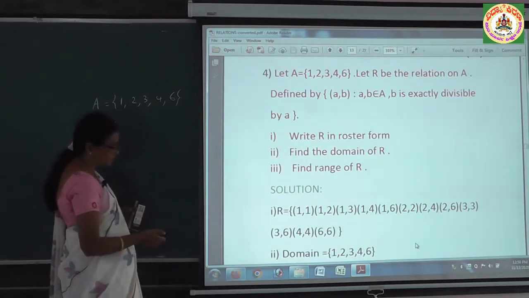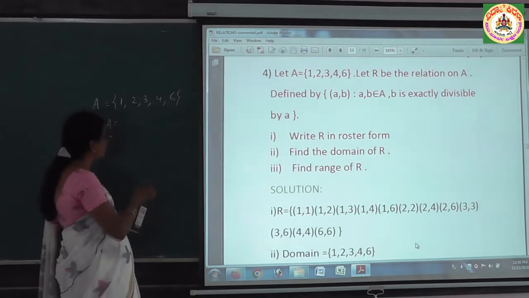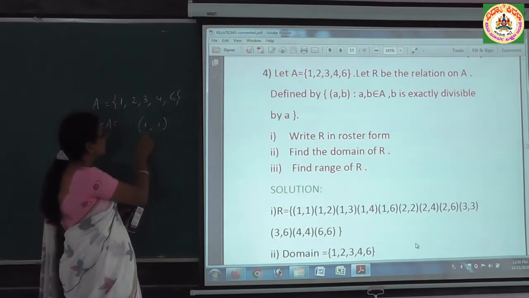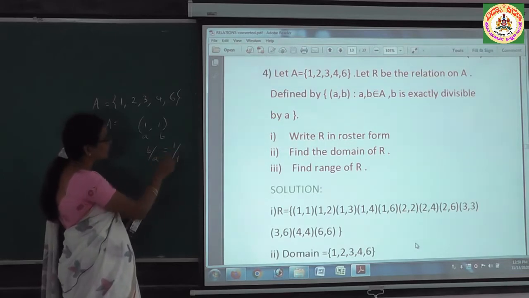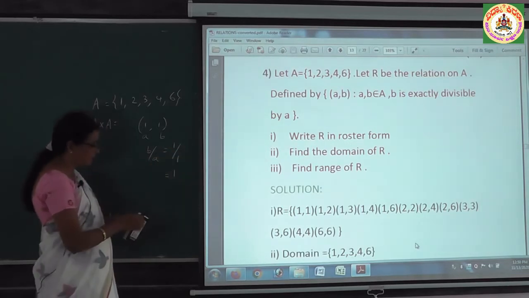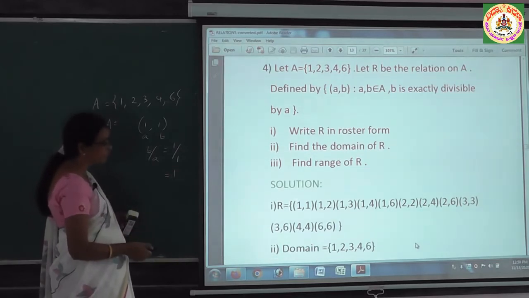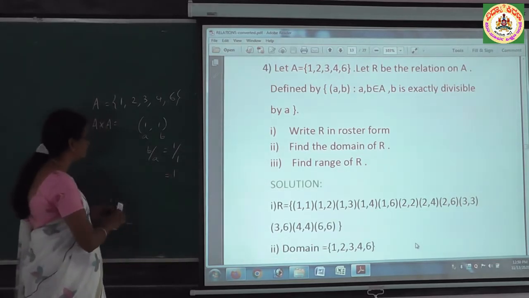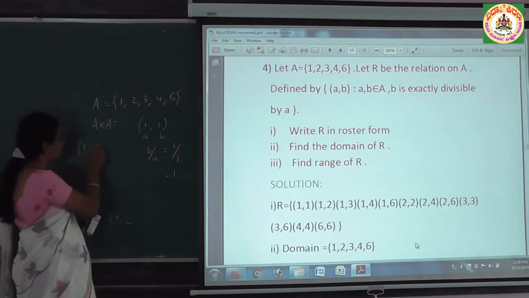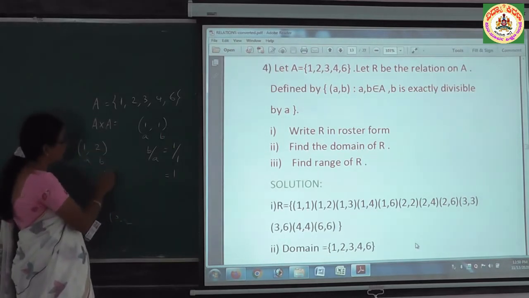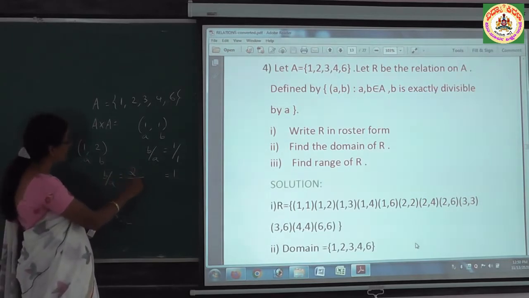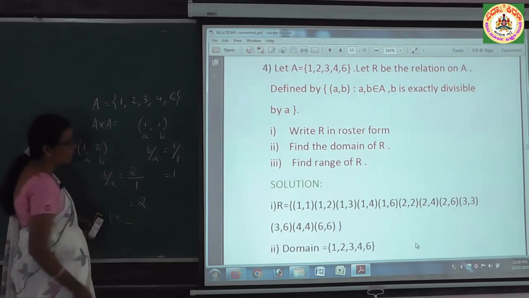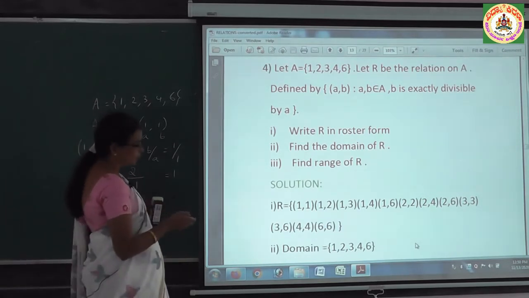Here see, (1, 1). Here 1, 1 means A and B. B divides A, that is 1 by 1 is exactly divisible. We get 1. Next we will take (1, 2), A and B. B divides A. Here B is equal to 2, and 2 divided by 1 is equal to 2. B doesn't give a fraction, therefore it is exactly divisible by A.